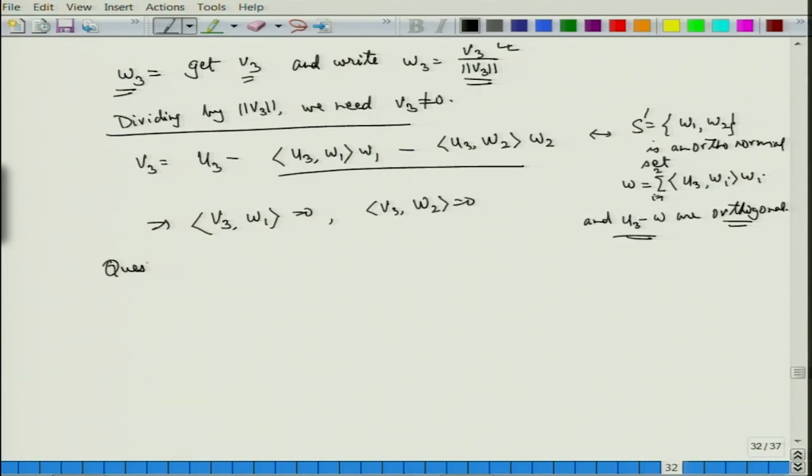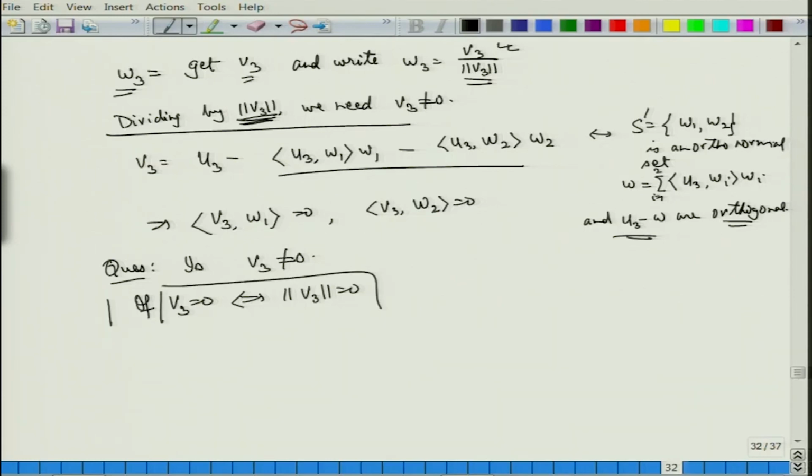The question is, is V3 non-zero? If V3 is 0, which is the same thing as saying that this is 0, because we are dividing by norm of V3, not by V3 as such. Since we are dividing by norm of V3, it should not be 0, and norm of V3 not being 0 means V3 should not be 0, because this is the condition that I have, that V3 is 0 if and only if the norm or the length of the vector is 0.